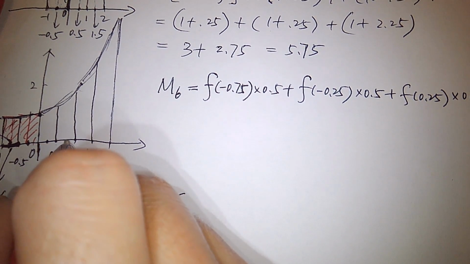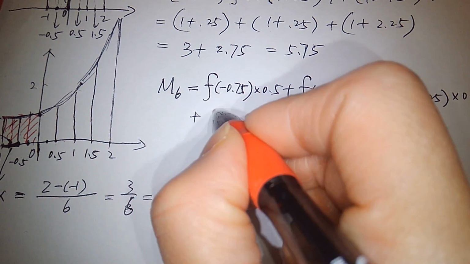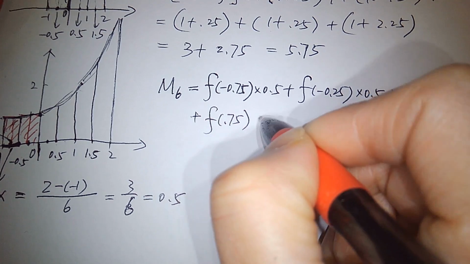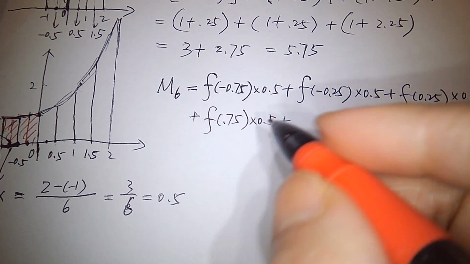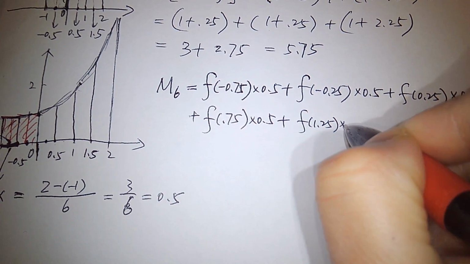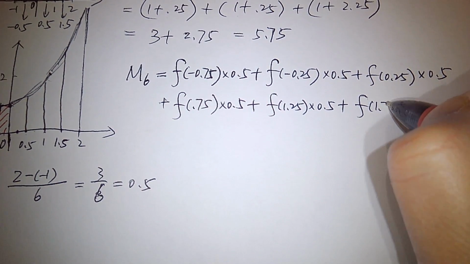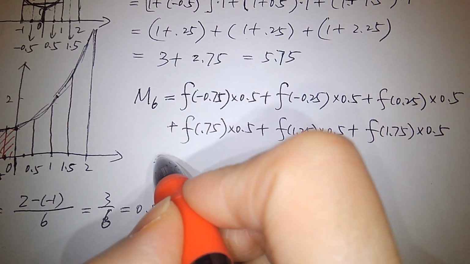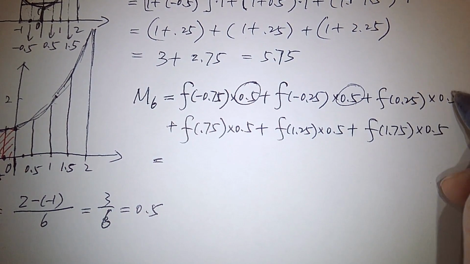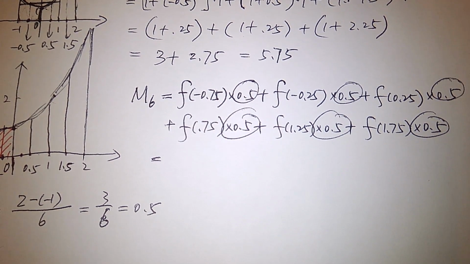Similarly, between 0.5 to 1, what is the middle point? 0.75, right? From 1 to 1.5, 1.25 times 0.5. 1.5 to 2, 1.75 times 0.5. Woo! That's a lot of work, right? However, every term has been multiplied by 0.5, right? So we pull this 0.5 out.